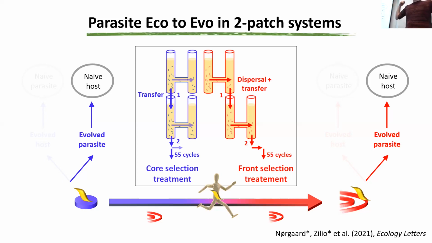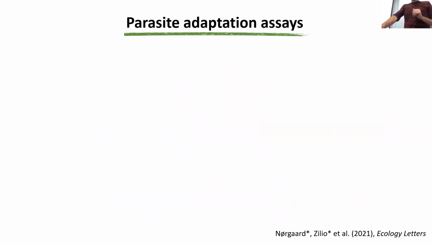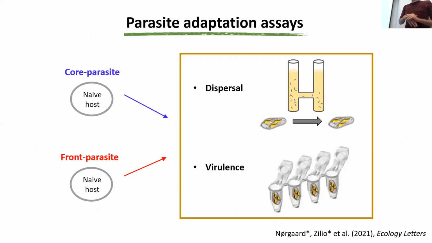To do that, we put the parasite on a host, a host that never faced the parasite before, just to see the effect of the parasite evolving in 2 different spatial regimes. And so we did a parasite adaptation assay. We measured quite a bunch of traits, but of course, 2 fundamental traits for which we've got clear predictions are dispersal and virulence. So as I said, we infected this naive host, and then we measured dispersal in a similar fashion.